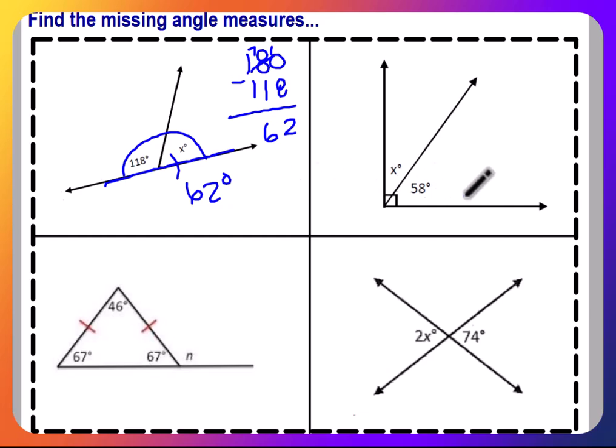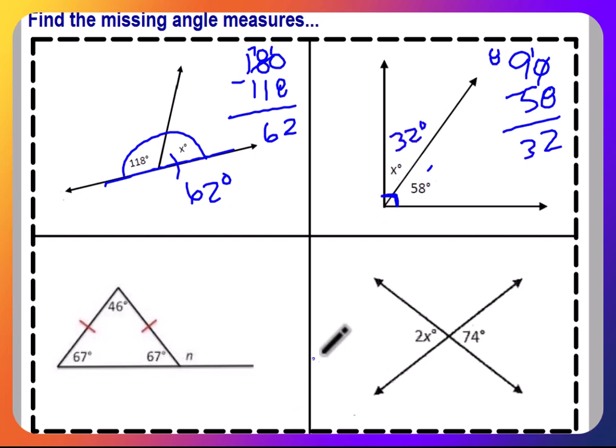Okay, going to the right. These two angles form a right angle, which measures 90 degrees, called complementary, right? So all I have to do is subtract the angle that we do know, 58, from 90 degrees. Do your borrowing, and you get 32. So x, or the missing angle, is 32 degrees.